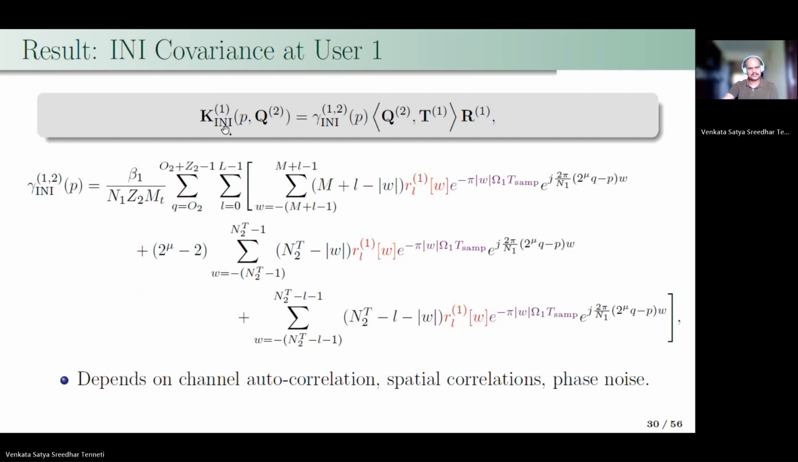So here we are giving an expression for the INI covariance as a function of the subcarrier index and the signal covariance of the interfering user. As we can see here, it depends on the received spatial correlation matrix of user 1, and it also depends on the matrix inner product between the signal covariance of the interfering user and the transmit spatial correlation of user 1. This scalar captures the effect of subcarrier location, the channel power delay profile, and also the phase noise bandwidth and the temporal autocorrelation.